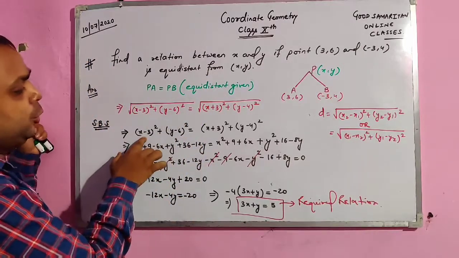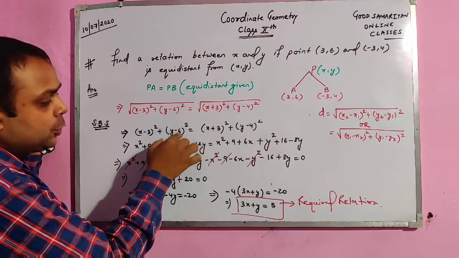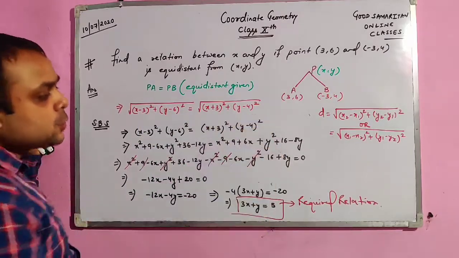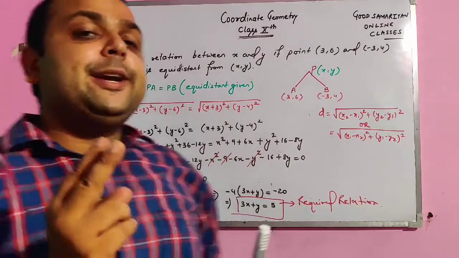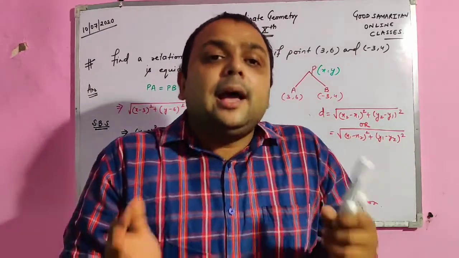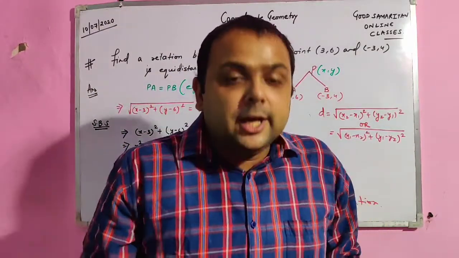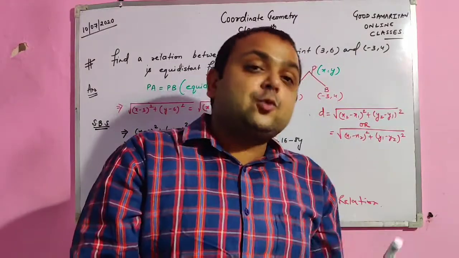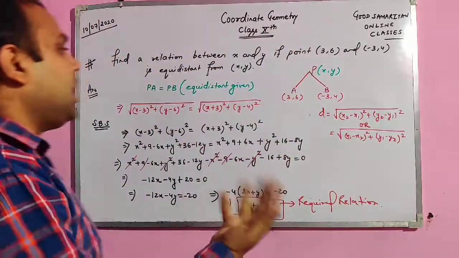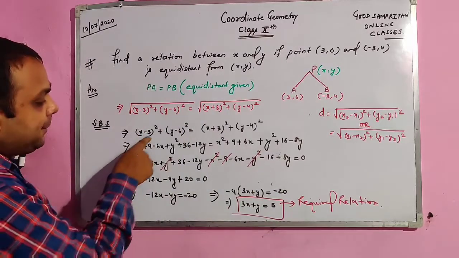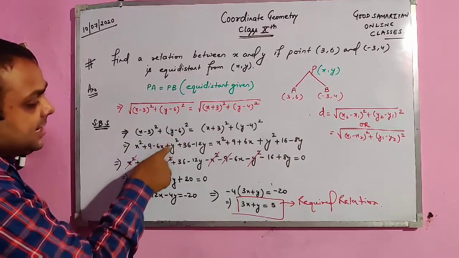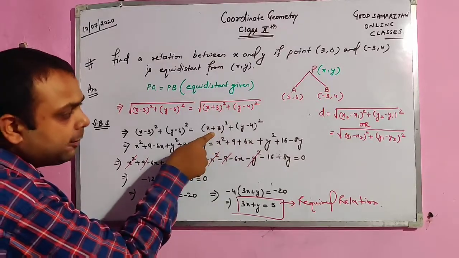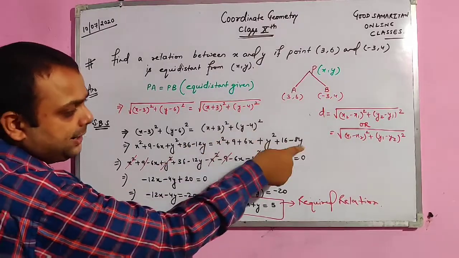So we have (x minus 3) whole square plus (y minus 6) whole square is equal to (x plus 3) whole square plus (y minus 4) whole square. Here we have two identities, (a minus b) whole square and (a plus b) whole square. The formulas are a square plus b square minus 2ab, and a square plus b square plus 2ab. So I have just opened the brackets using these.